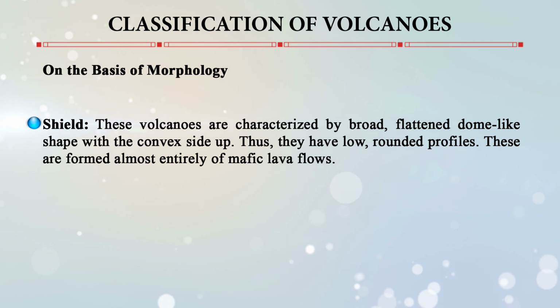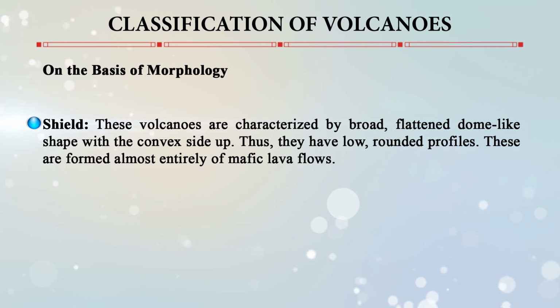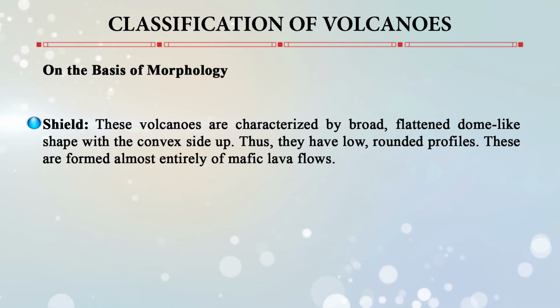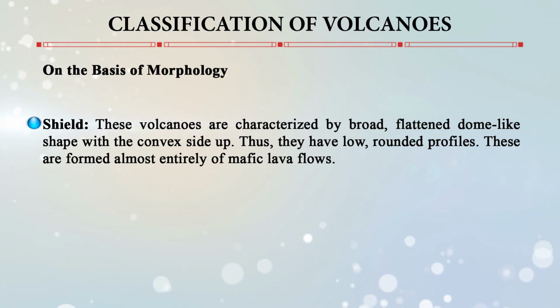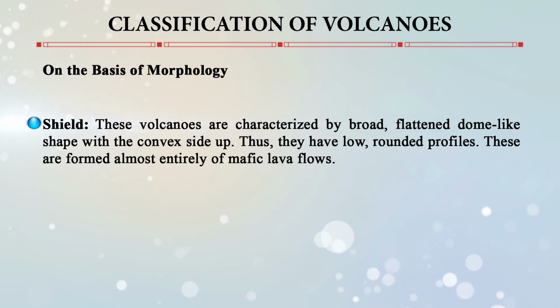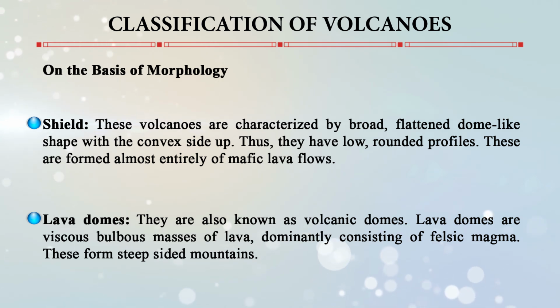You can see the shield volcanoes are characterized by broad, flattened dome-like shape with convex side up. Thus, they have low, rounded profiles. These are formed almost entirely of mafic lava flows. Lava domes are also known as volcanic domes. They are viscous, bulbous masses of lava dominantly consisting of felsic magma. These form steep sided mountains. You can see that the shield is almost flat and the lava domes are steep sided mountains.